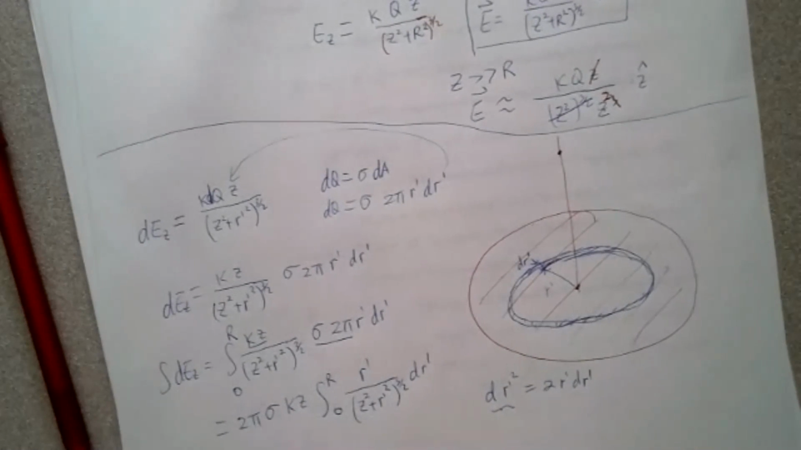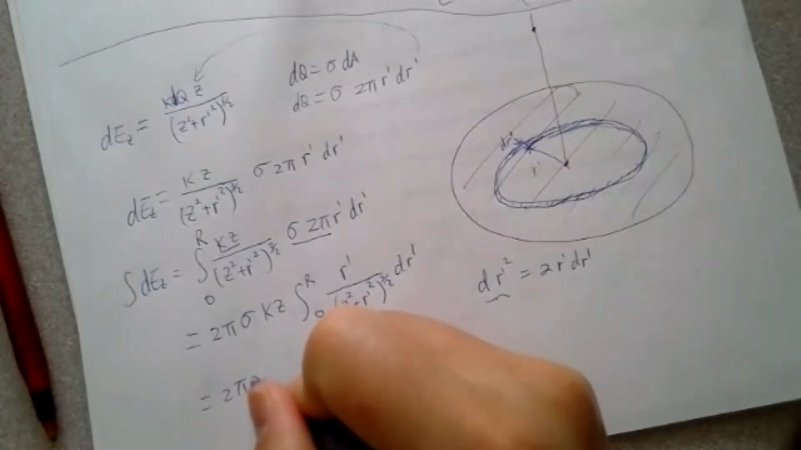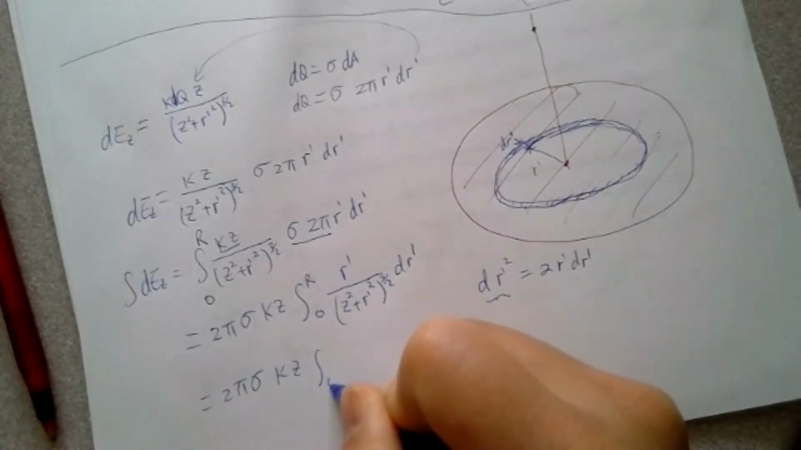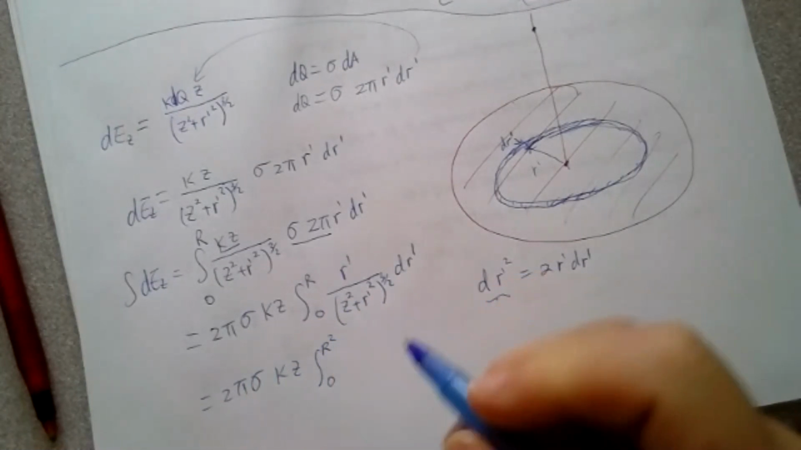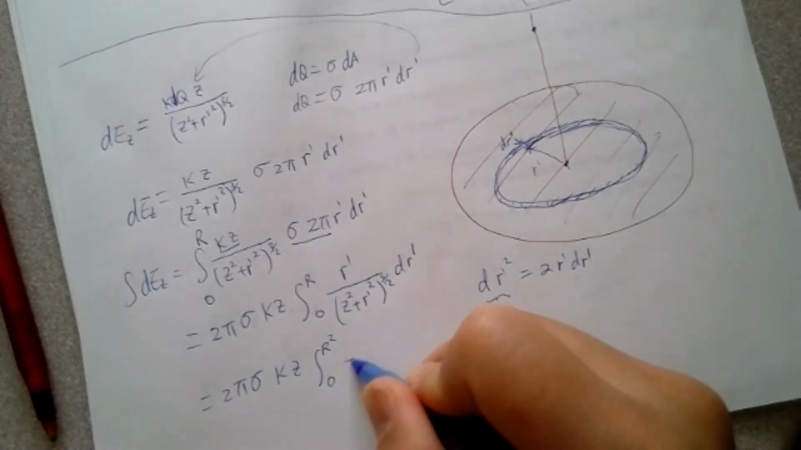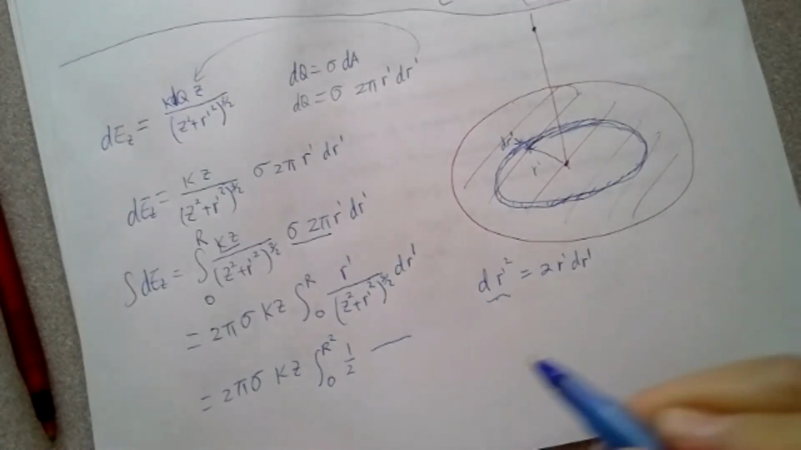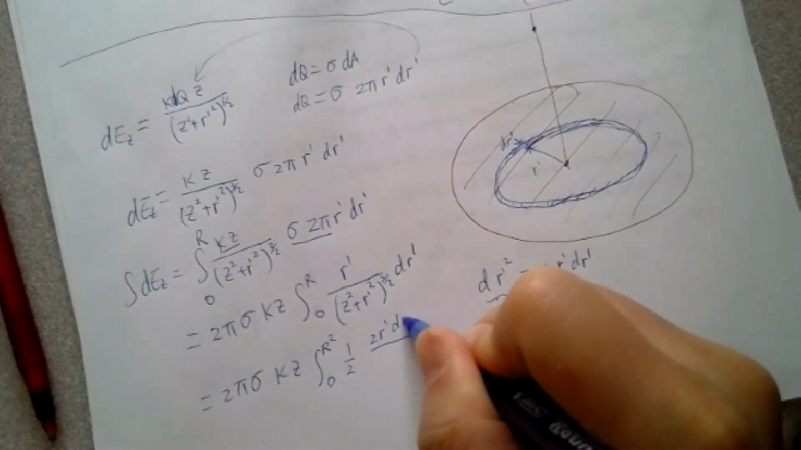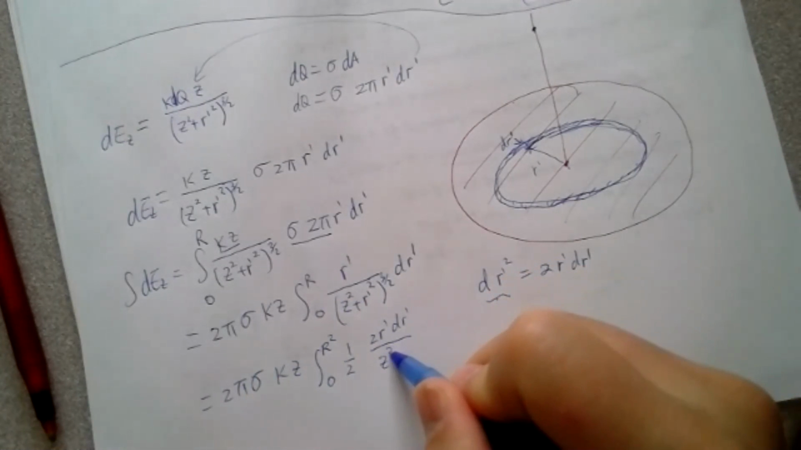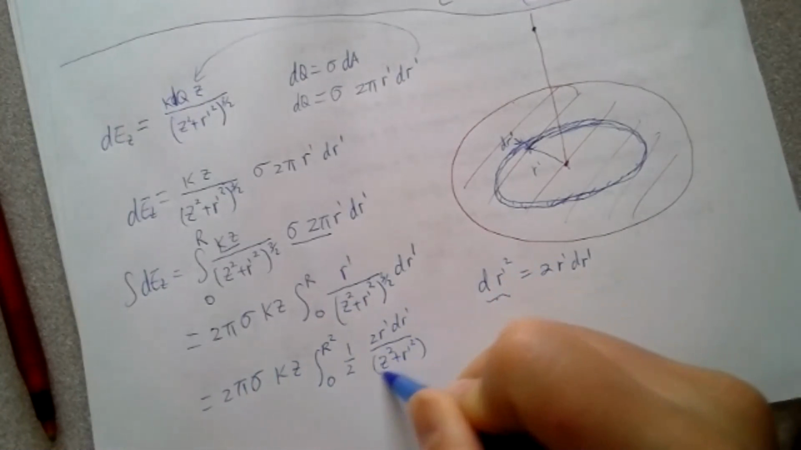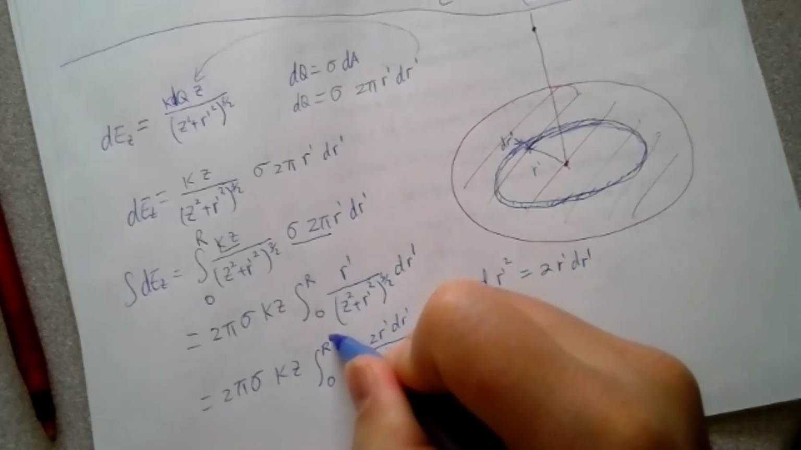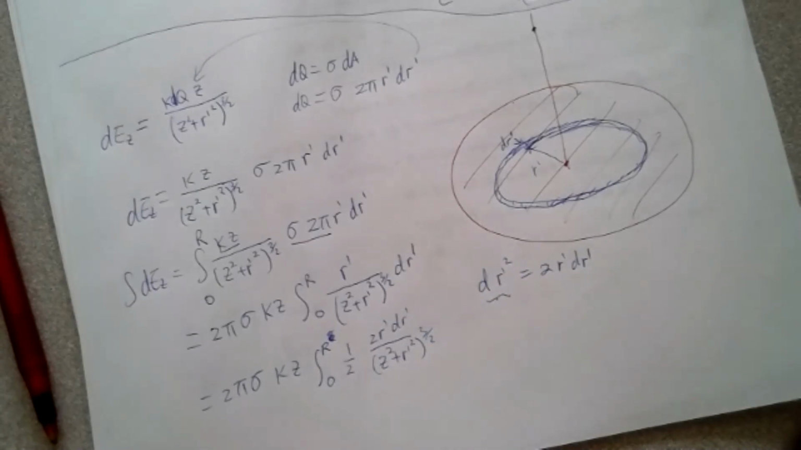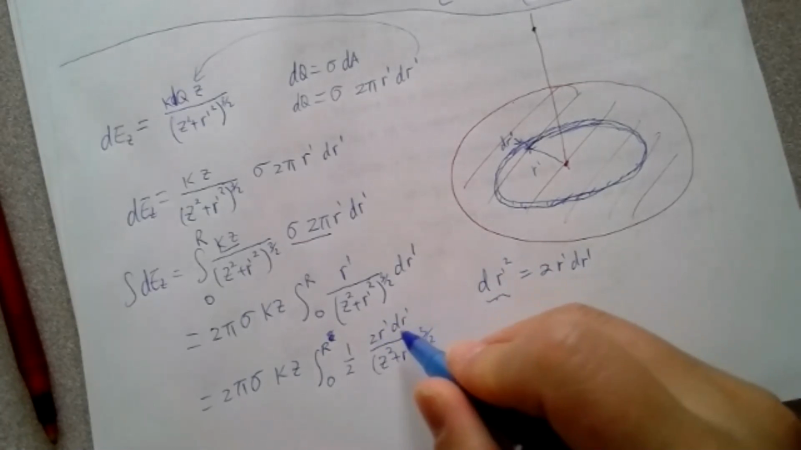So this becomes 2 pi sigma kz, from 0 to R squared, and since there's a 2 here, you put the 1/2 over here, and then 2r prime dr prime over z squared plus r prime squared to the 3/2. This is the derivative of r prime squared.